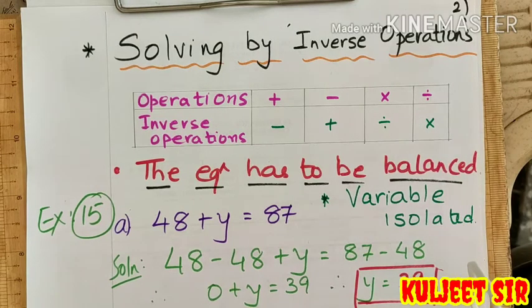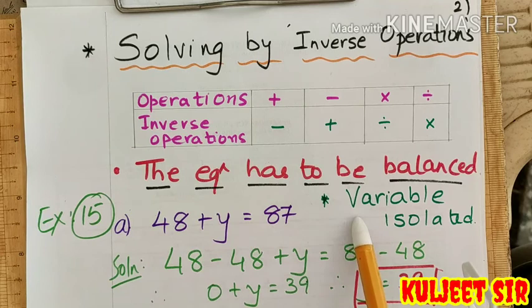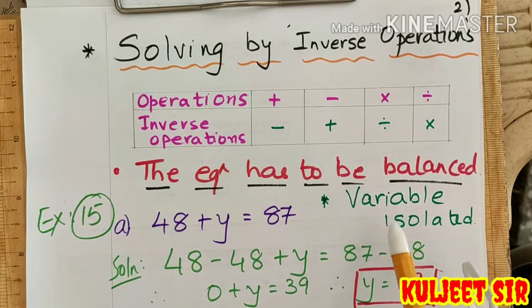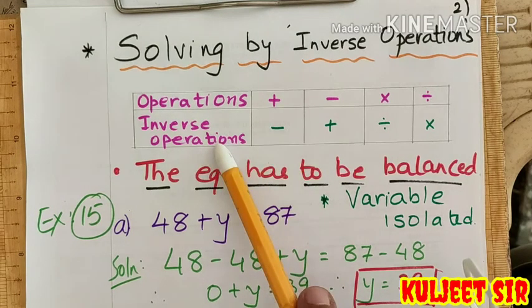Now in this method, what are you supposed to do? Here in this method, first, as I mentioned over here, we are supposed to be isolating the variable. We have to separate the variable. How? See, the inverse operations.